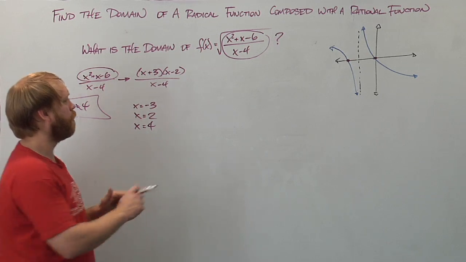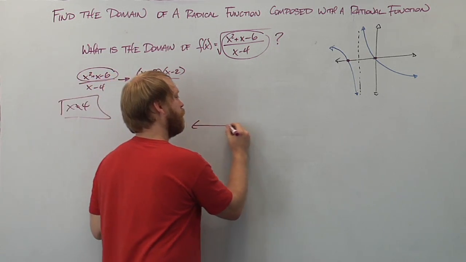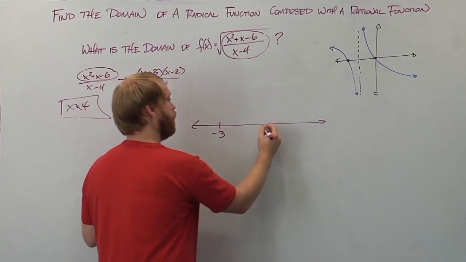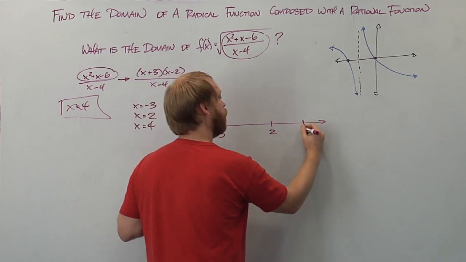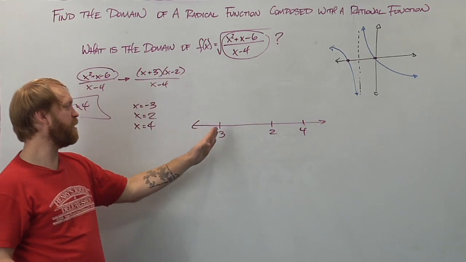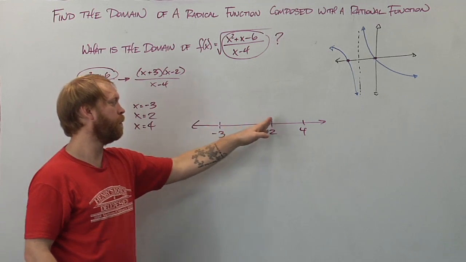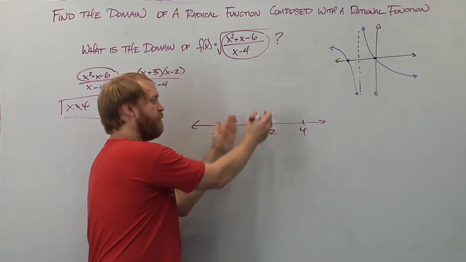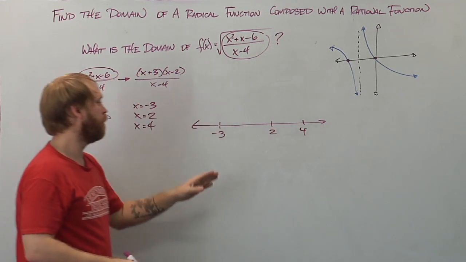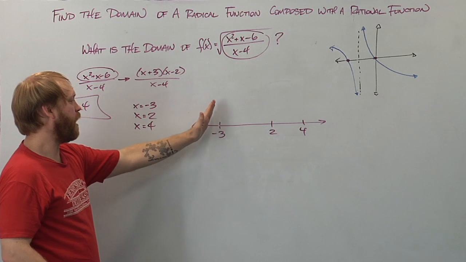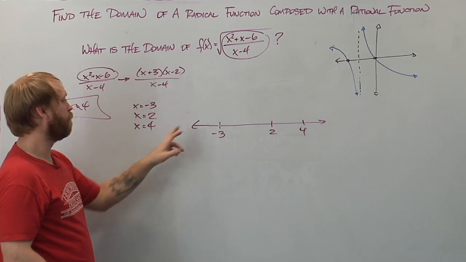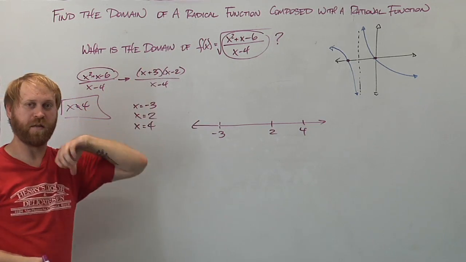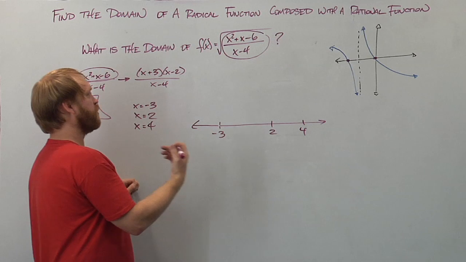So what I'm going to do is make a little chart here: negative 3, 2, and 4. Because I know it's either 0 or undefined here. And I'm going to see what happens on every side of each of these values. So if I'm less than negative 3, let's plug something less than negative 3 into this expression and see if it's negative or positive. So I'll choose negative 4.